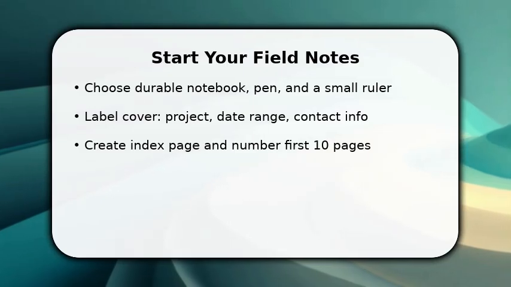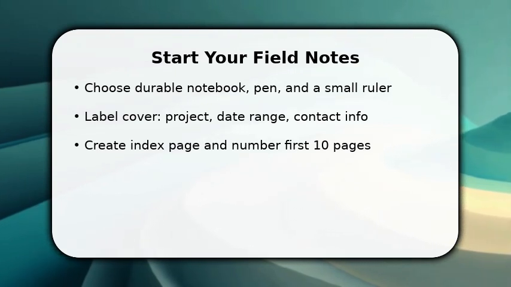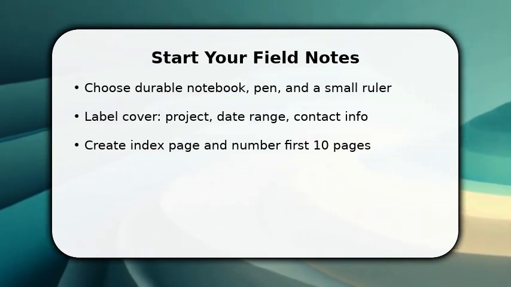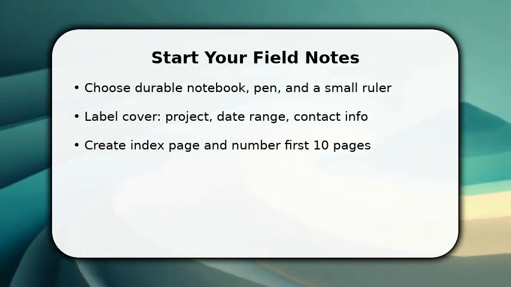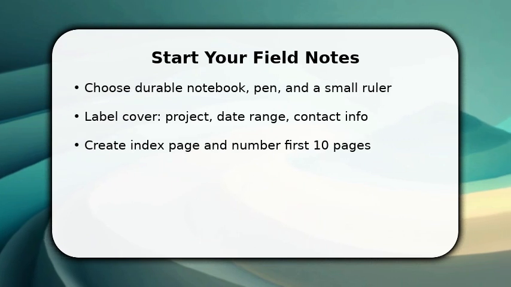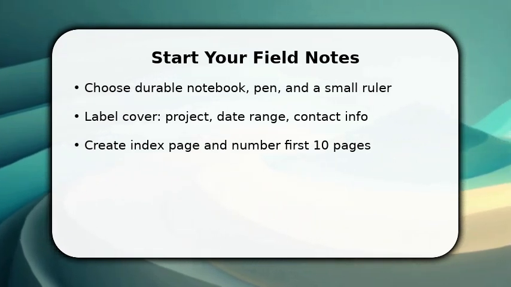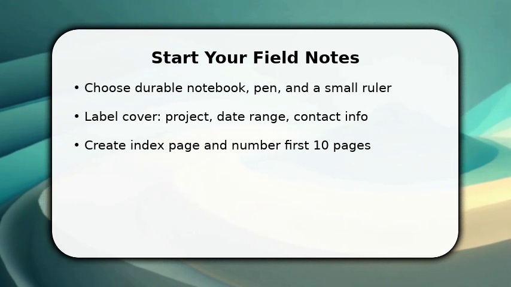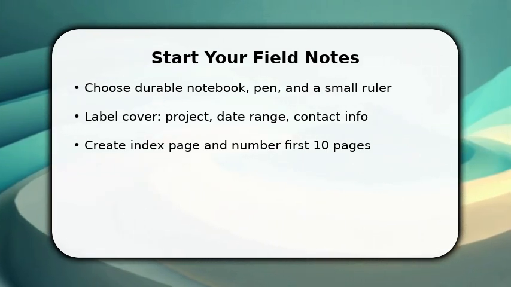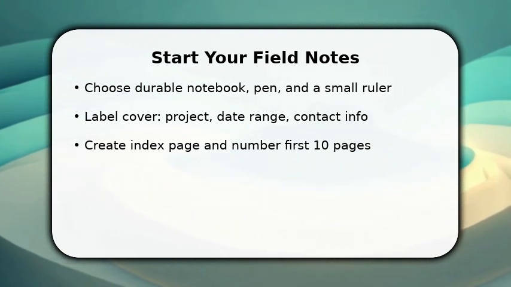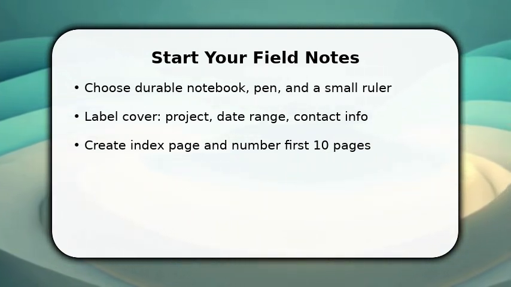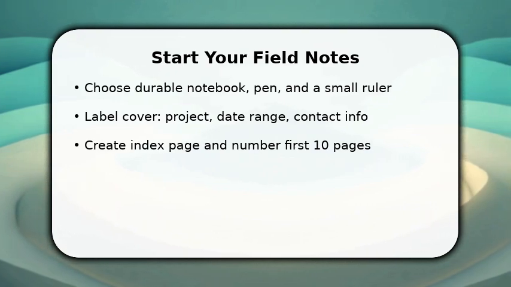You begin by prepping essential tools so you can record immediately. Grab a durable notebook, a reliable pen, and a small ruler. Date the first page and write the project name on the cover so retrieval is fast. Number pages as you go. Once done, create an index at the front listing topics and page numbers. Make sure to reserve space for quick sketches and shorthand. These first actions prevent lost details and make later review effortless.